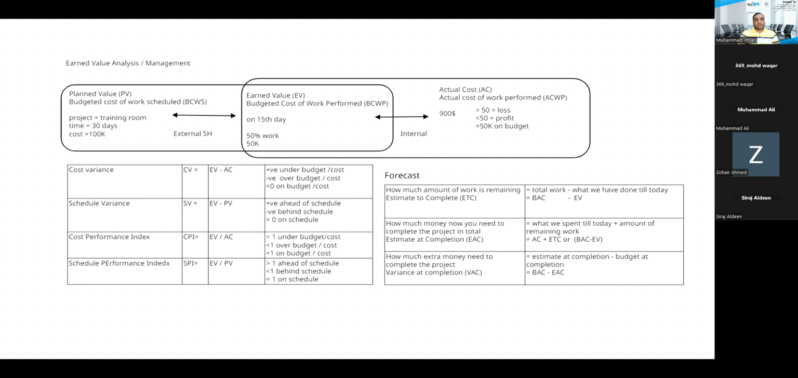I tried to simplify it as well as possible, and this is, I think, the first time I have done very good writing of notes. Because in the new whiteboard, now we have columns. Before, the tables were not there. This is earned value analysis.